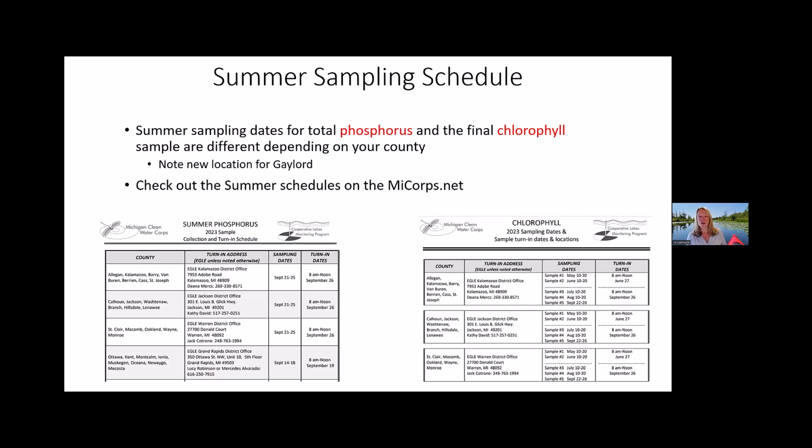Another thing I'll also note is we have a new location for those of you in the Gaylord district for turn-in. We used to have you turn your samples in at the Eagle office, the former DEQ office. Now you're going to be turning it into the DNR office. That information is for this whole year. It's listed on the schedule, the address and everything. It's quite close to the Eagle office, but it is a different location. And they have a freezer and everything ready to accept your samples.